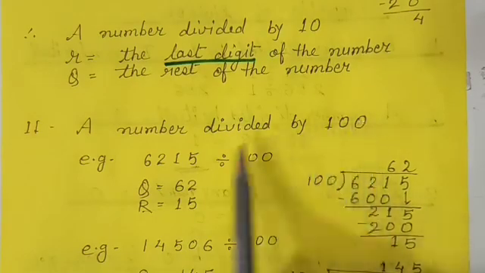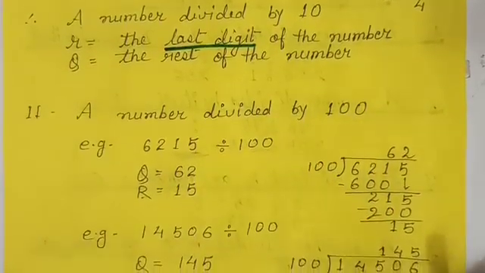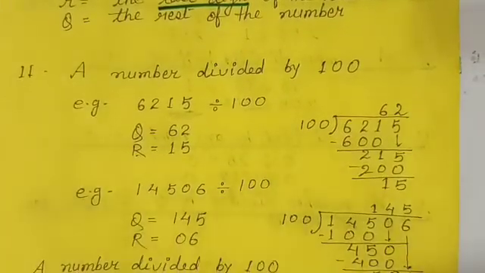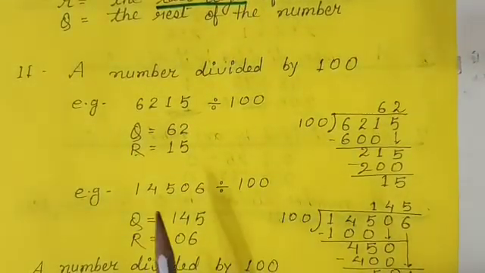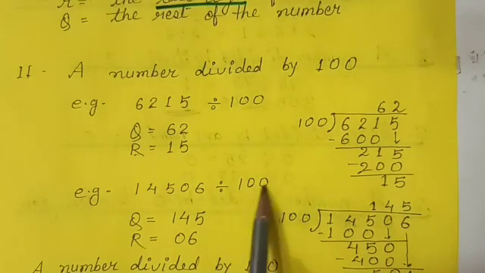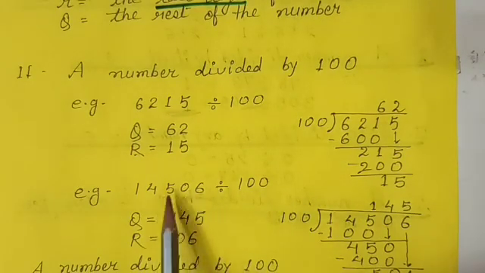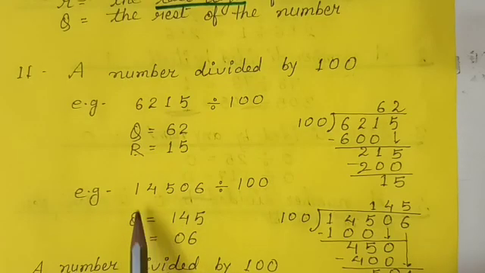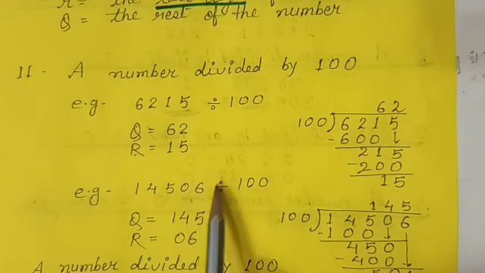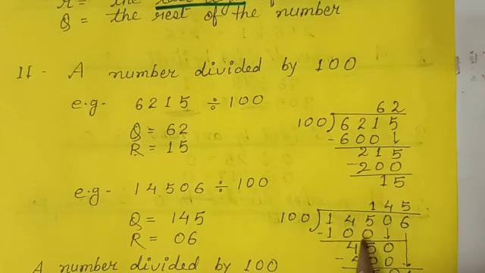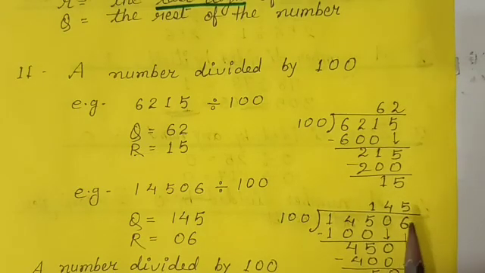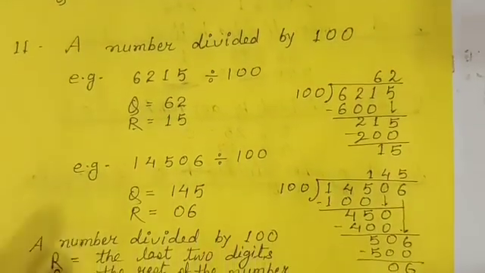So for 100, the last two digits will be the remainder. Another example, 14,506 divided by 100. 100 has two 0s, therefore the last two digits are the remainder and the rest of the number is the quotient. Here the quotient will be 145 and remainder will be 06, means only 6. If you check it, look here, 100 1 is 100, 45 left, then 0 placing down, 4 into 100 is equal to 400. After subtraction getting 50, 6 placing down, 100 into 5 is equal to 500 and finally the 6 is the leftover number.